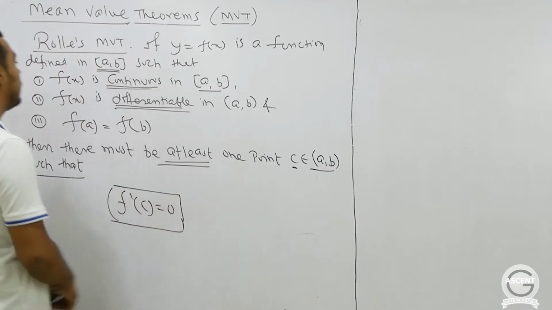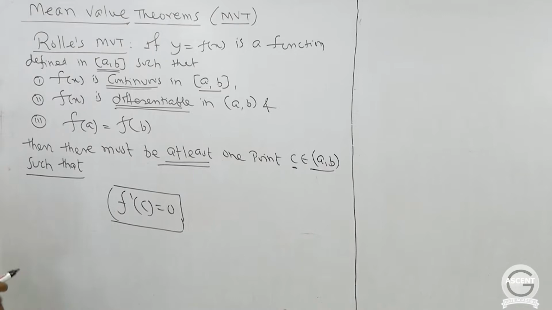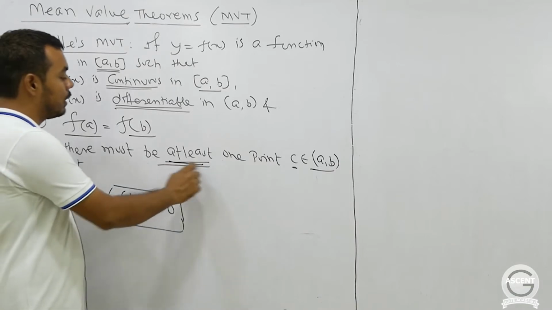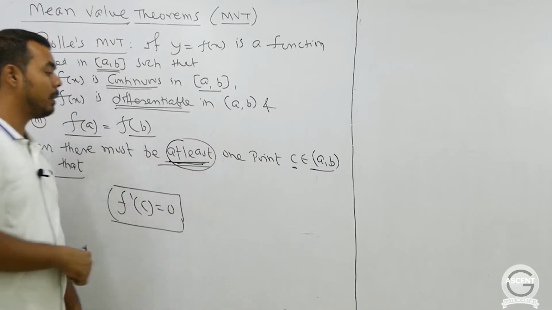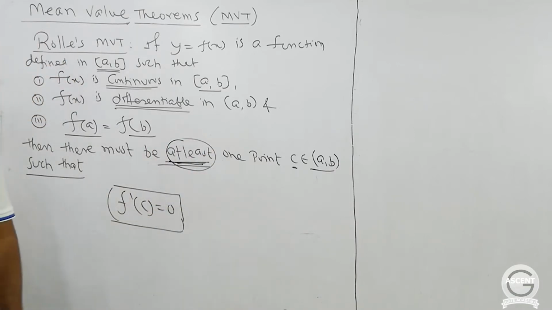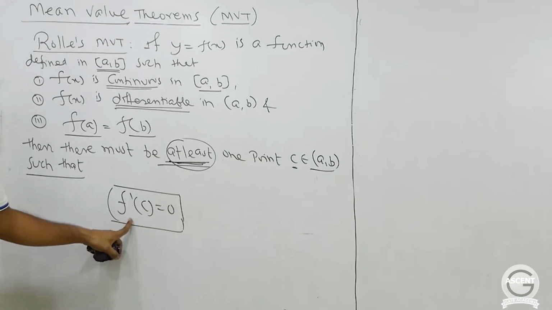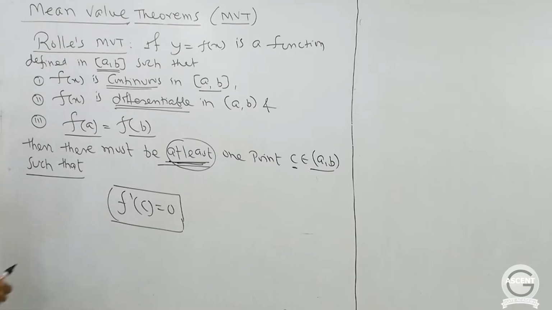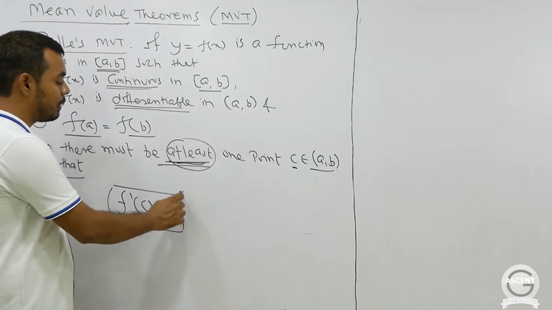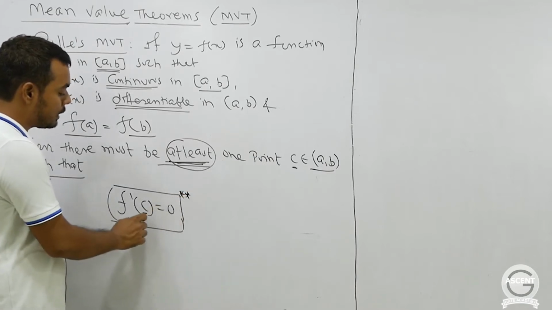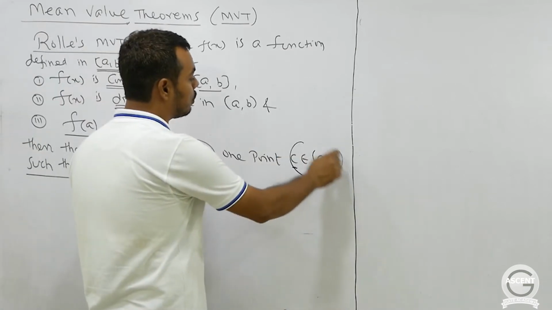If all the three conditions are satisfied, we have a continuous and differentiable function and f(a) is equal to f(b), then there must be at least one point. Now the meaning of this word at least is there will be a minimum of 1 point. Okay, it is possible that there might be more than 1 point for which this equation is satisfied, but there has to be at least 1 point for which this f'(c) will be 0, where c is a point lying in this interval a to b.